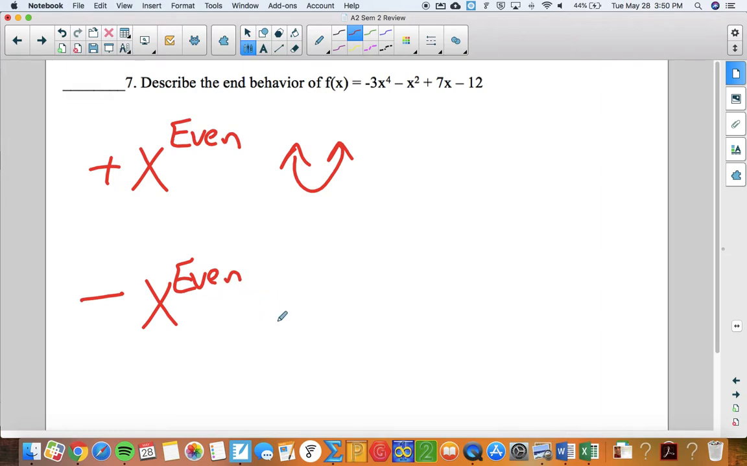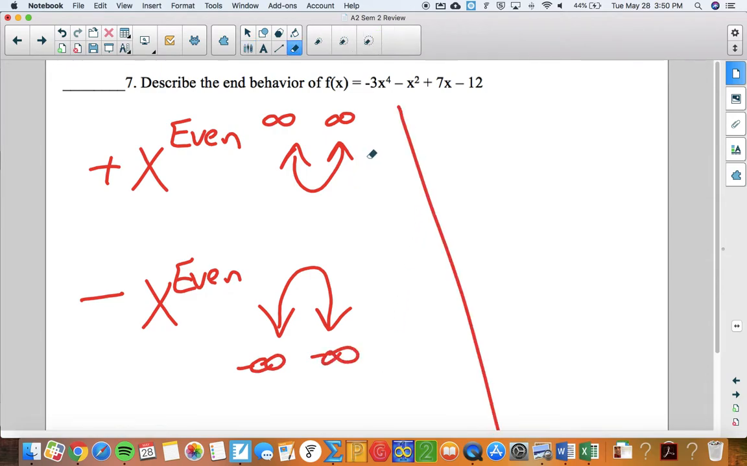When you have an even power with a negative coefficient in front, it's going to make it a frowny face. So the endings are the same here. They're both going up to positive infinity and positive infinity. Here, they're both going down to negative infinity and negative infinity. Forever and ever, they're going down that way. Whoa, that was a bad line.